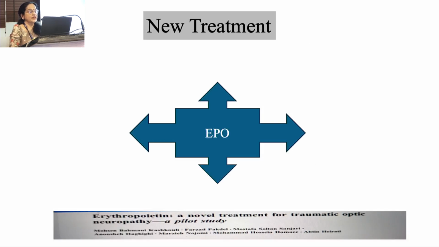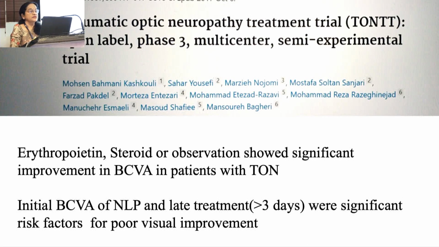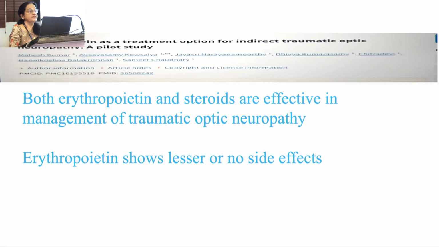Moving on to the recent method of treatment, that is erythropoietin. It is supposed to reduce the apoptosis of the retinal neurons due to the trauma. And this traumatic optic neuropathy treatment trial compared erythropoietin, steroid, and observation, and showed that erythropoietin also has significant improvement in BCVA like the other two modalities. And we have an Indian study, although it's a pilot study, with similar results, and they also tell that erythropoietin shows lesser or no side effects.